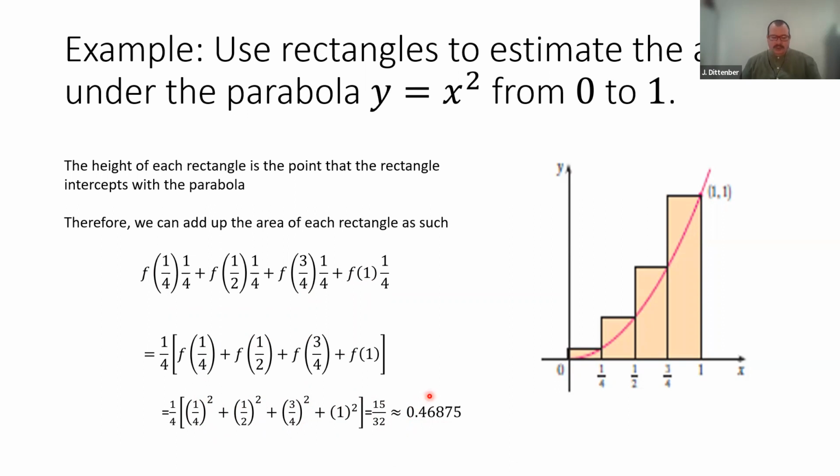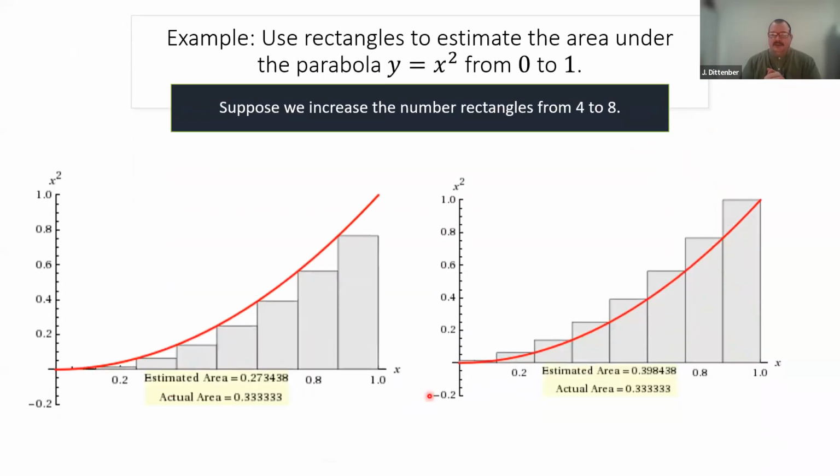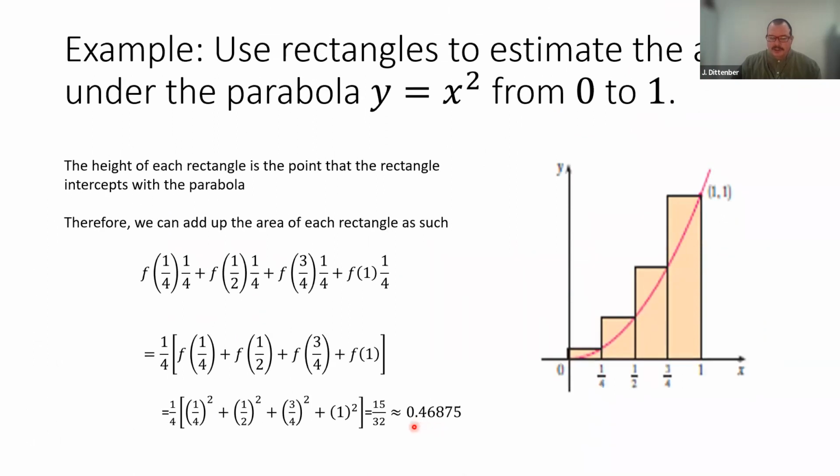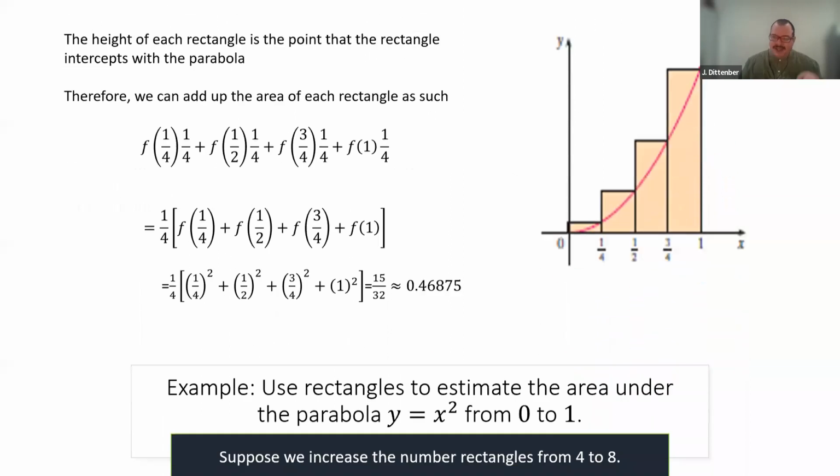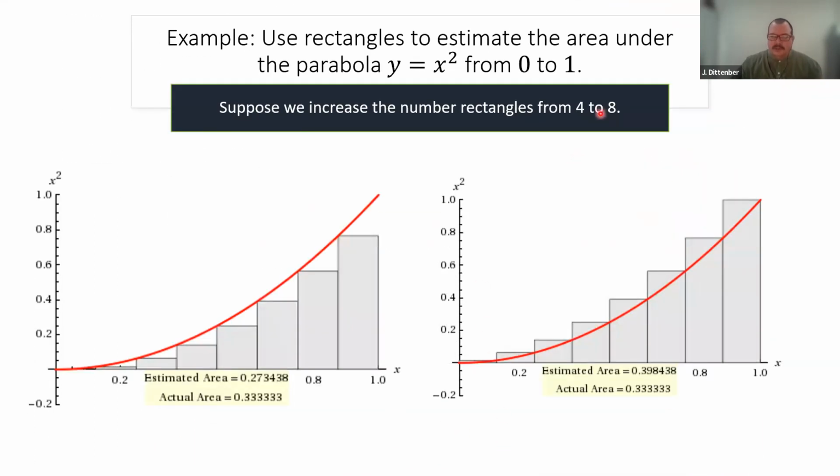Now, what's really amazing, and I think this is attributed to Riemann, is that we can get a better approximation if we have more rectangles. Right now we have 4 rectangles, but let's go from 4 to 8 rectangles. Over here, our estimation is 0.46875 using only 4 rectangles. Now we have 8 rectangles. We've increased the number of rectangles from 4 to 8.